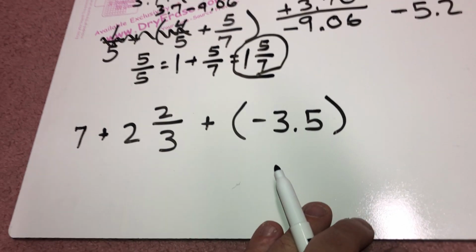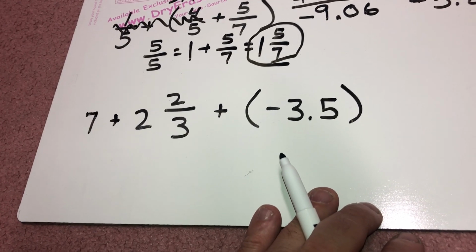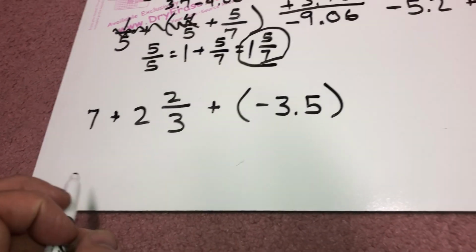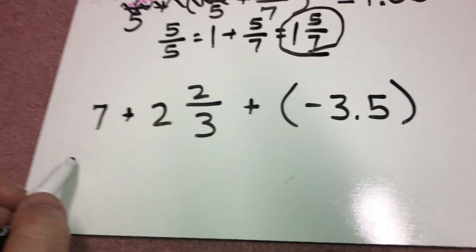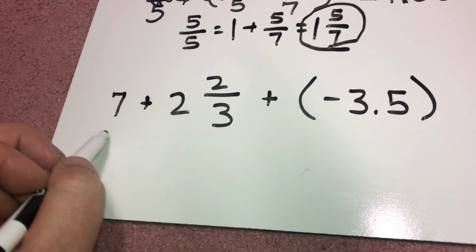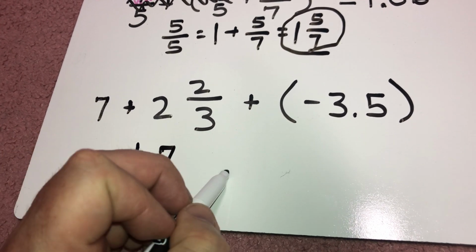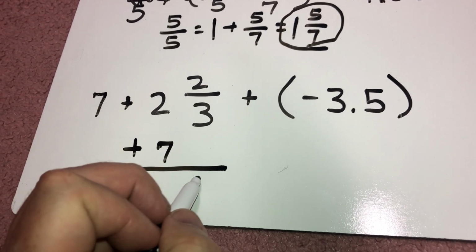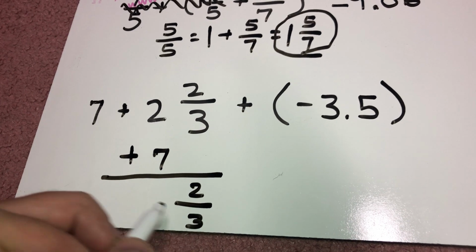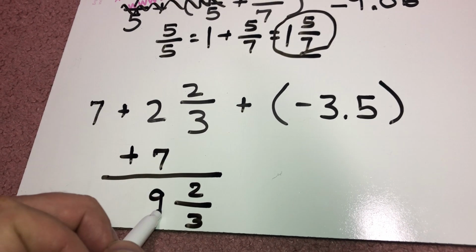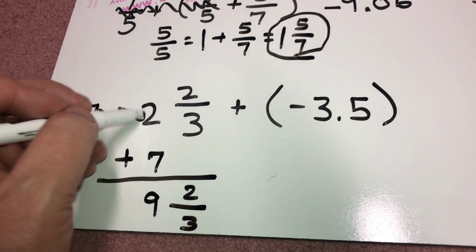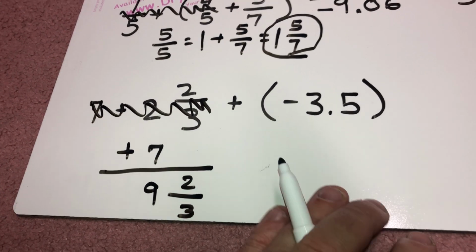7 plus 2 2/3 plus a negative 3 5/10. Well, 7 and 2 2/3. If I were just to come over here with the 7, and I'm just going to go ahead and add 7 to that. 2/3 plus nothing is 2/3. 2 plus 7 is 9. I see that those two added together equal 9 2/3.